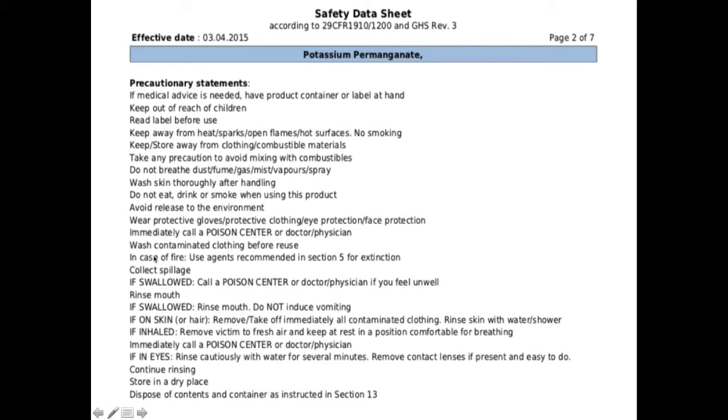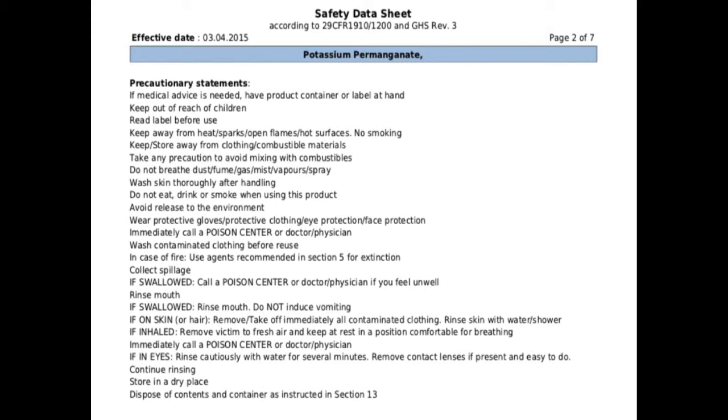Wash contaminated clothing. If swallowed, you can rinse your mouth, but do not induce vomiting. Okay, some things will tell you to induce vomiting, some things will tell you not to induce vomiting. That's why you need to read these. Okay, this is critical. What do you do if something bad happens?